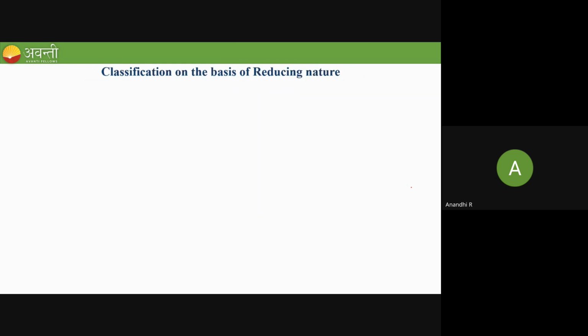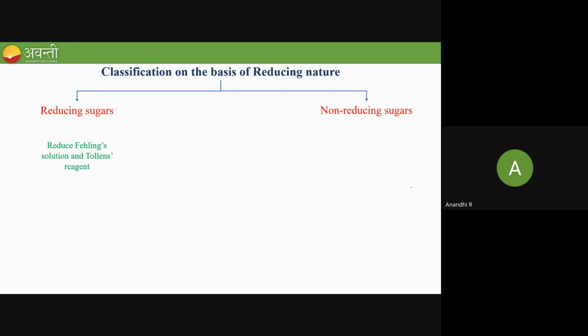Now, the second classification is on the basis of reducing nature. They are classified into reducing and non-reducing sugars. What are reducing sugars? The compounds which reduce Fehling's solution and Tollens' reagent. We have discussed Fehling's and Tollens' in the carboxylic acids and aldehydes and ketones lesson, no? The aldehydes get oxidized to carboxylic acid on reaction with Fehling's solution and Tollens' reagent.